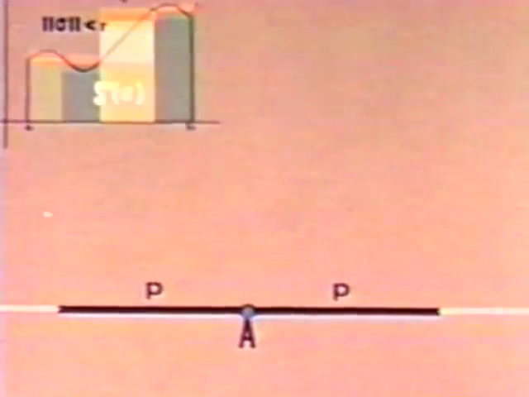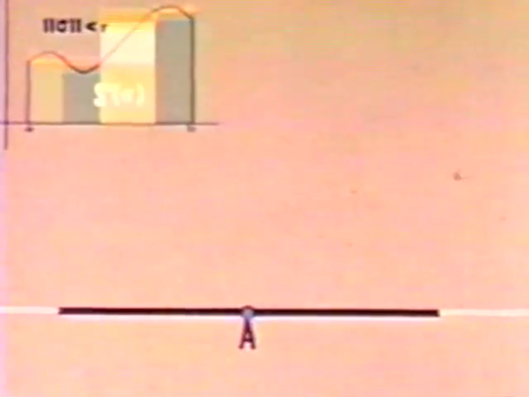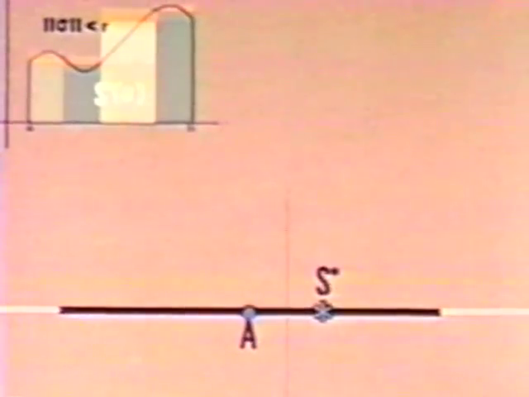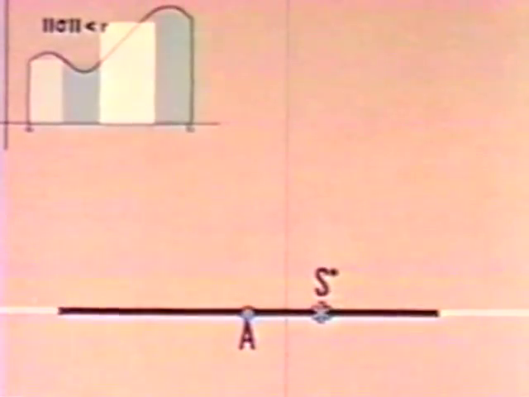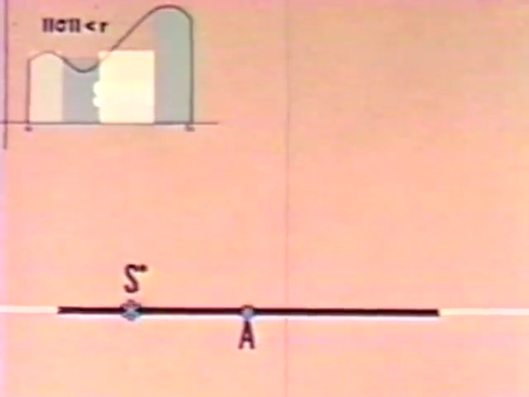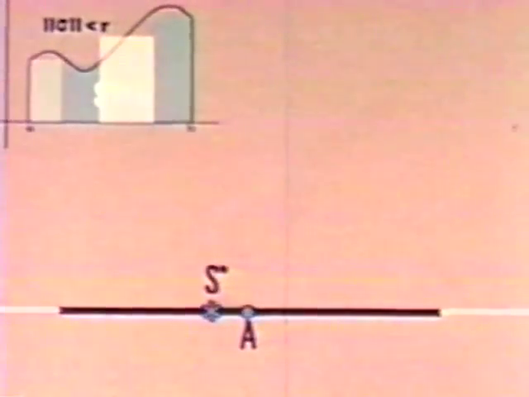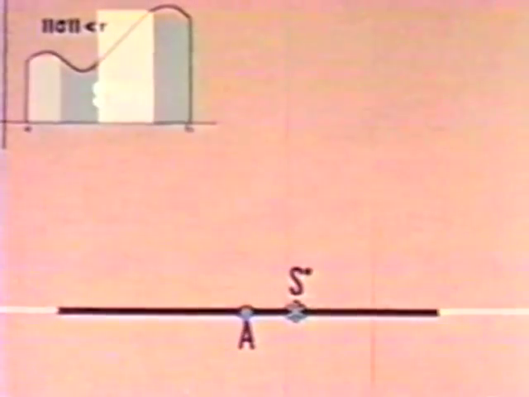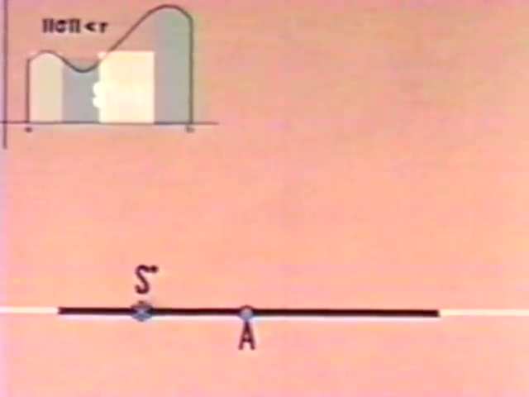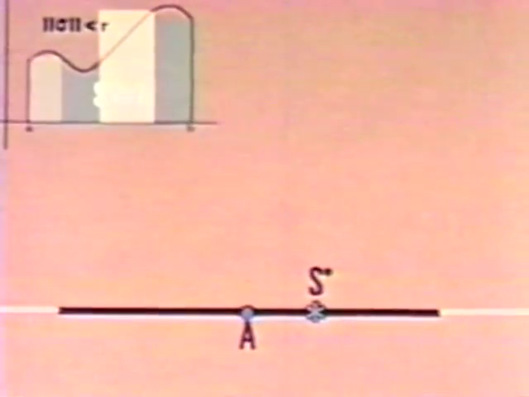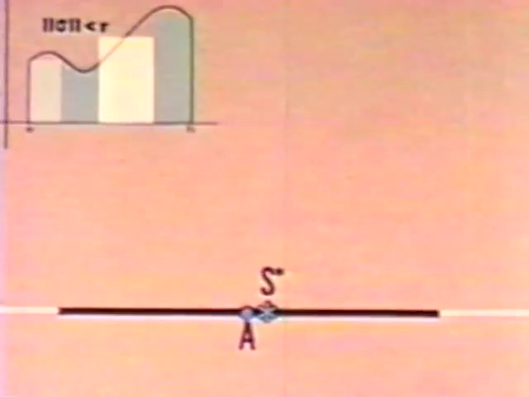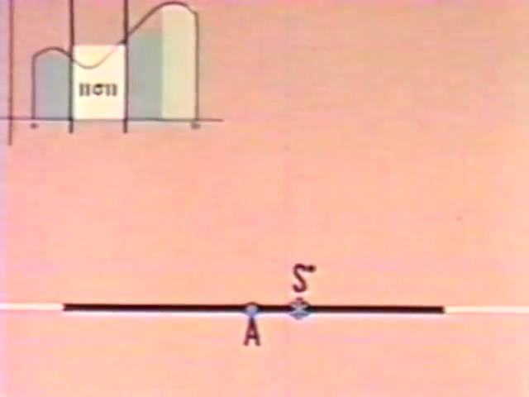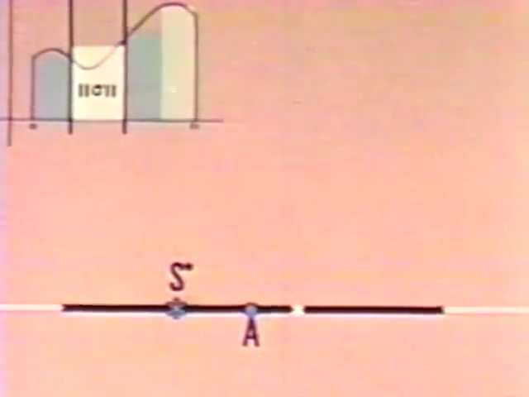Any star sum is between the inner area and the outer area, so a star sum is within p units of A. No matter which star points are chosen, and no matter what partition of norm less than r is chosen, the star sum is within p units of A.